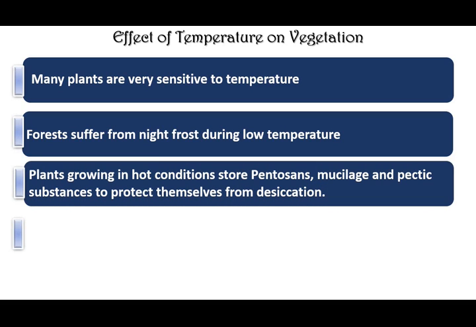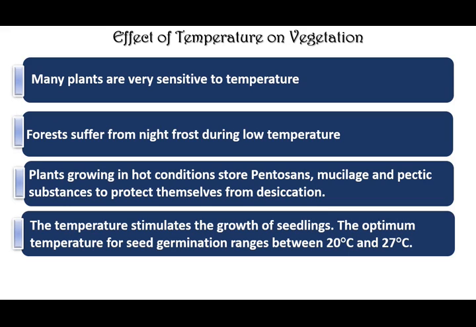The plants growing in hot conditions store pentosans, mucilage, and pectic substances which have high water retaining power, and because of this, the desiccation of the plant is prohibited. They decrease the danger of plants from desiccation and consequent death. The temperature stimulates the growth of seedlings. The optimum temperature for seed germination ranges between 20 degrees Celsius and 27 degrees Celsius.